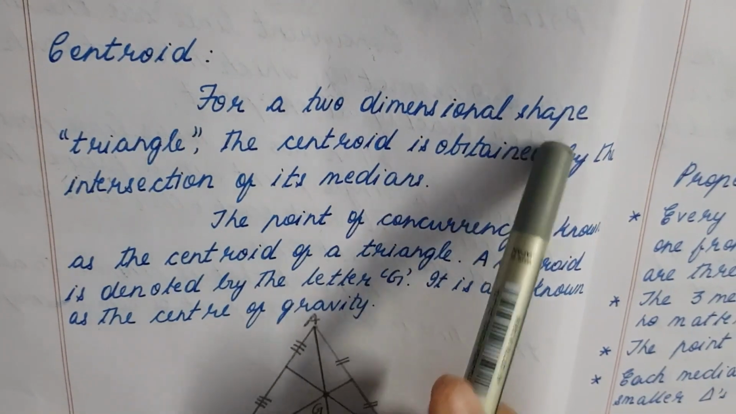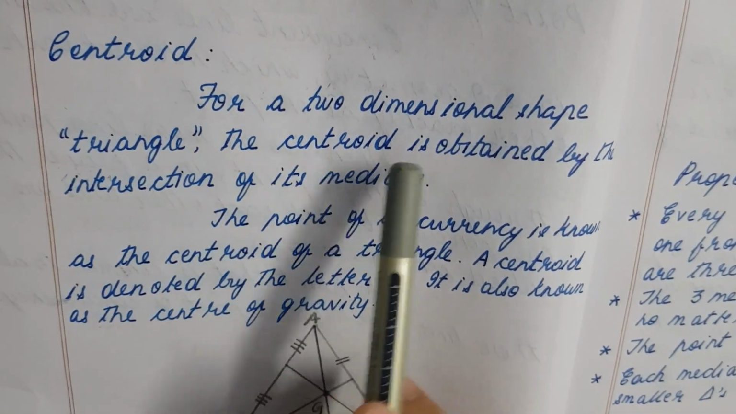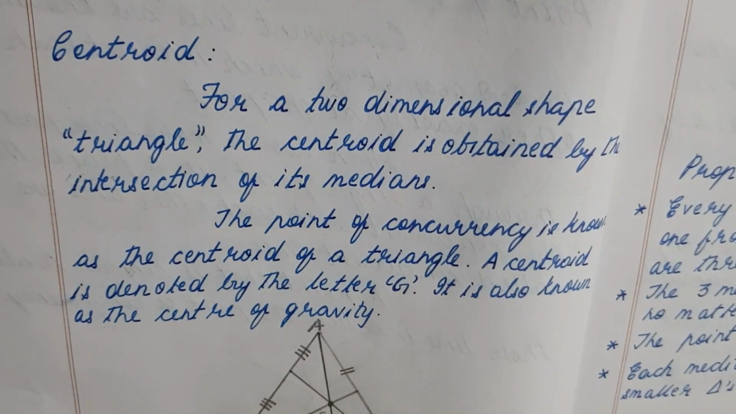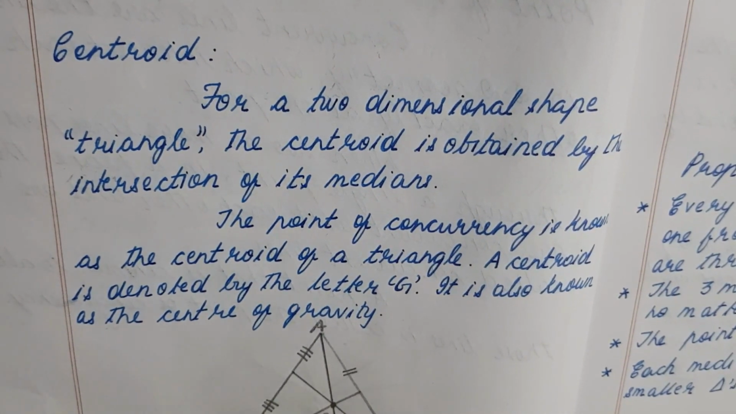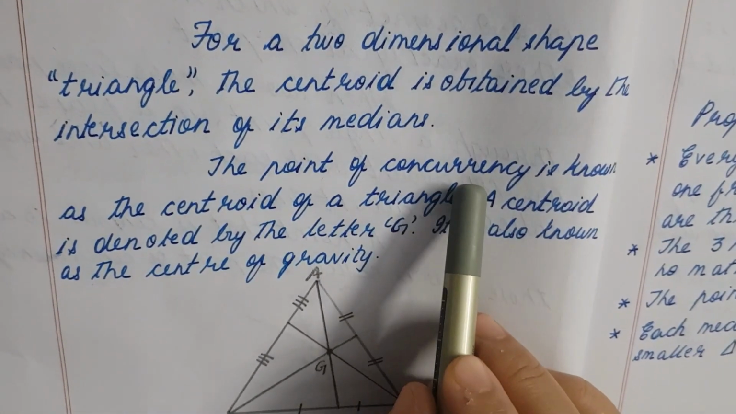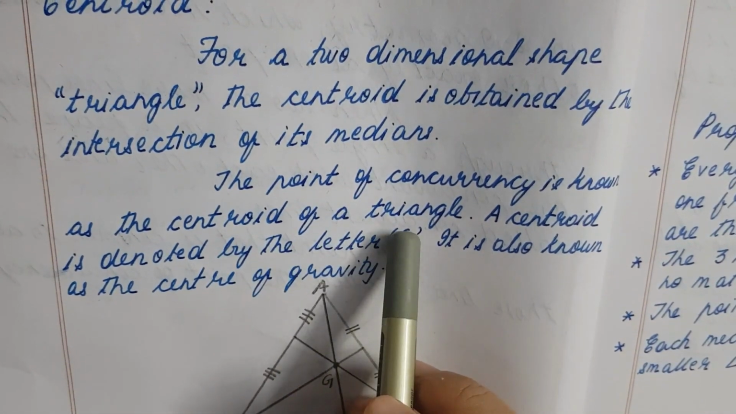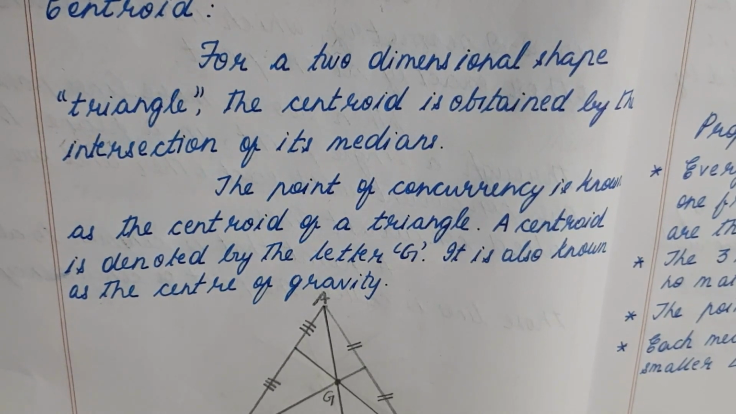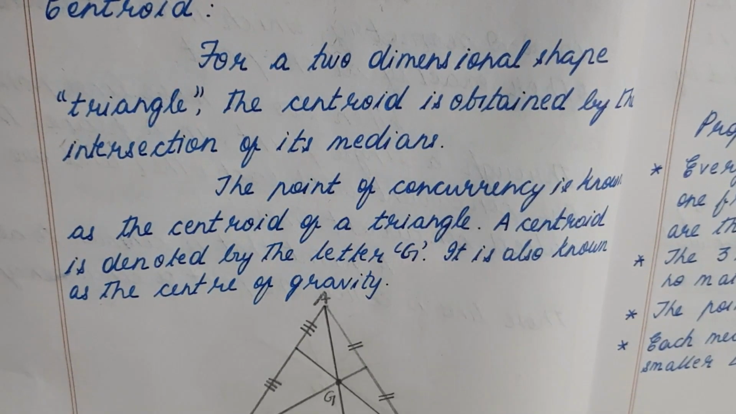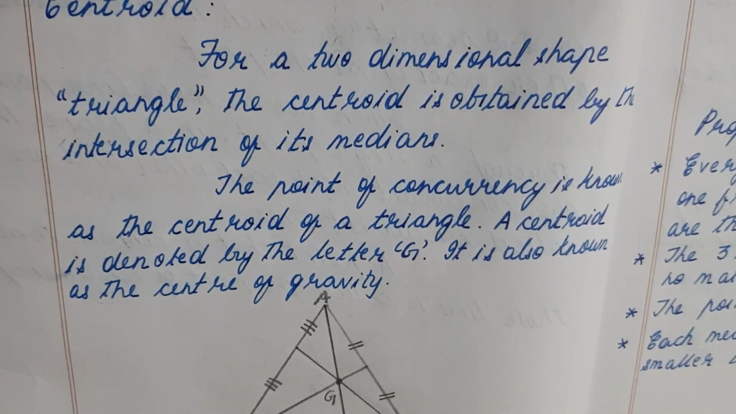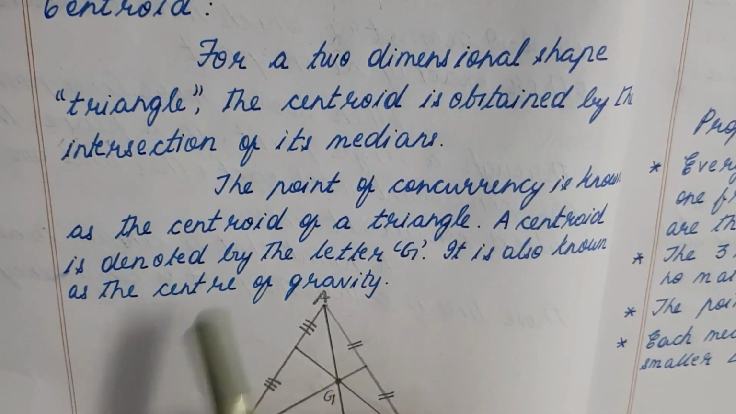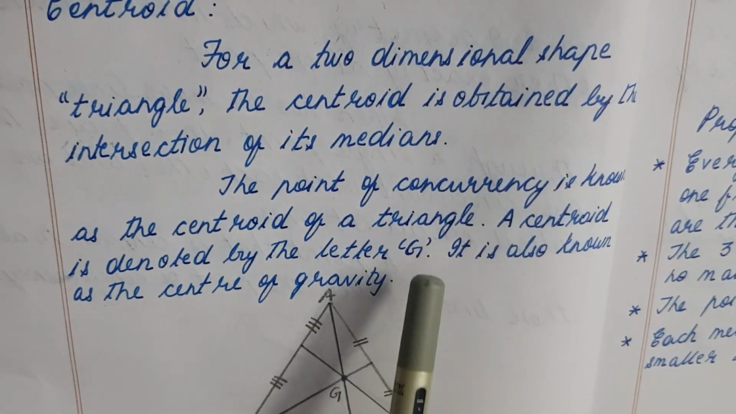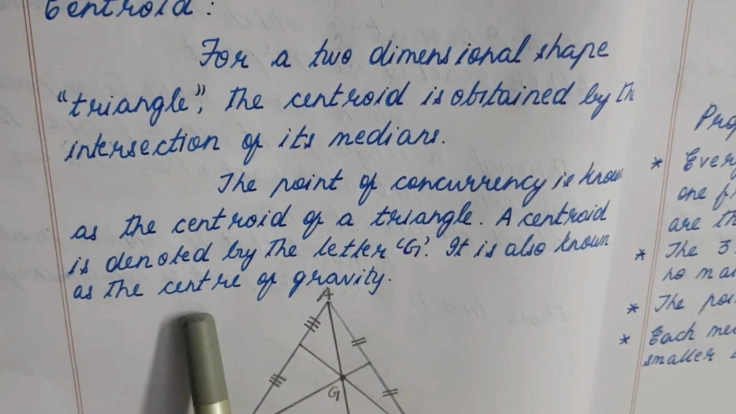Centroid. For a two-dimensional shaped triangle, the centroid is obtained by the intersection of its medians. So the place where all the medians meet is called the centroid. The point of concurrency is known as the centroid of a triangle. We just saw concurrency, where all the lines meet at one point. That is the point of concurrency, the one common point for all the lines. The same is known as the centroid of the triangle also. So a centroid is denoted by the letter G. It is also known as the center of gravity.